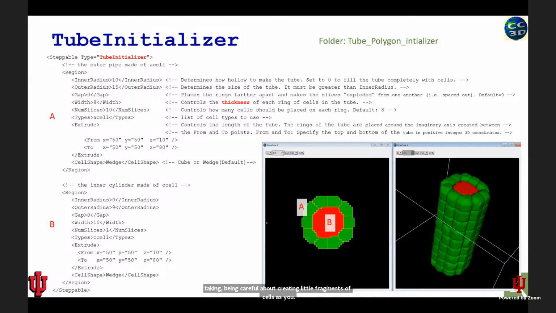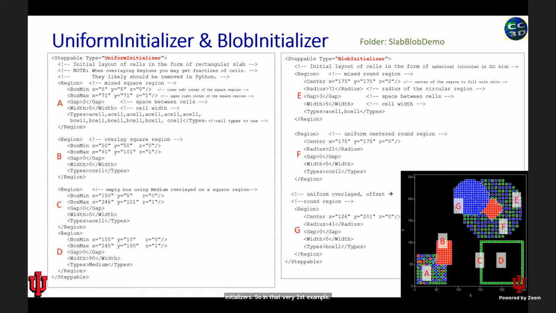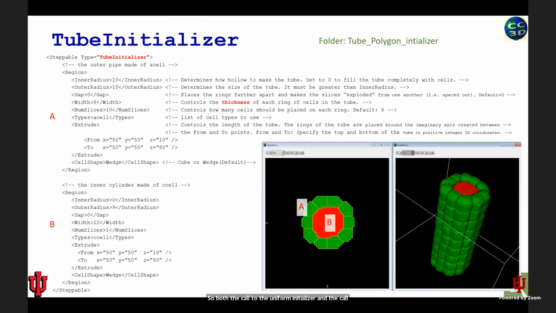And there's a question: yes, you can have multiple initializers. So in that very first example, both of these are in the same file. Both the call to the UniformInitializer and the call to BlobInitializer are in the same file. That's how I'm getting them all. So that's cylinders. That gives us quite a few shapes.